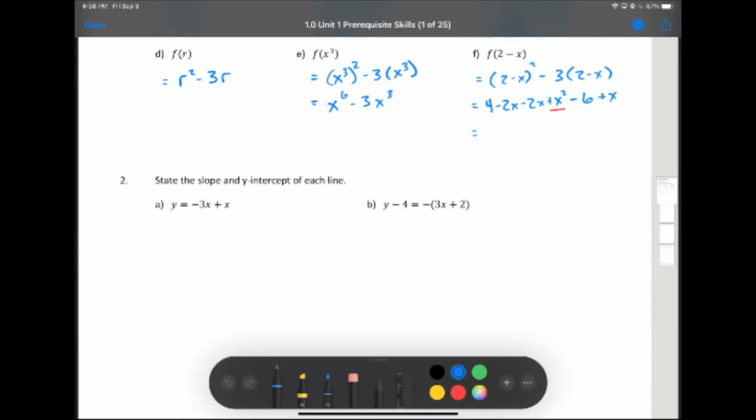Okay, so that gives us x squared. And then we have a minus 2x, minus 2 more x's, plus an x. That's plus 3x. Sorry, minus 3x. And then we have a 4 minus 6, which is negative 2. Okay, and that's it for that. That's how those are done.